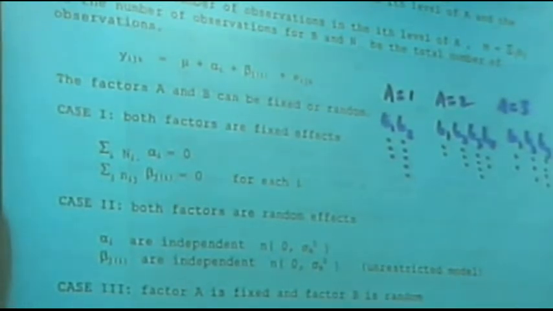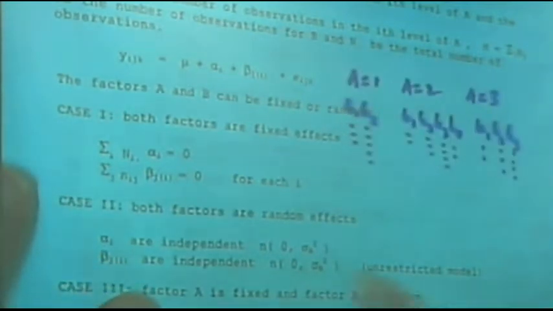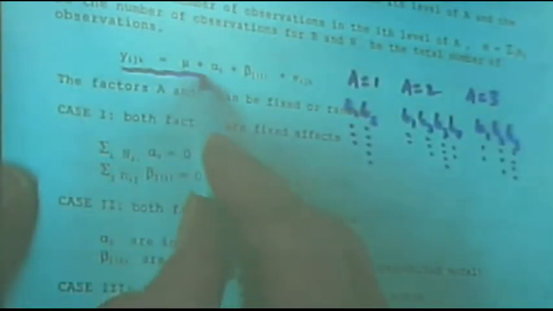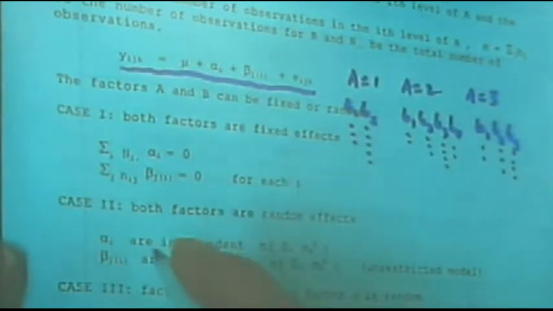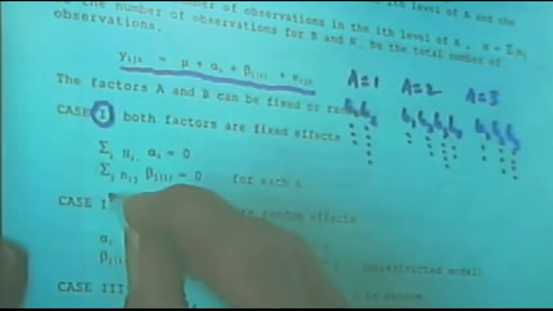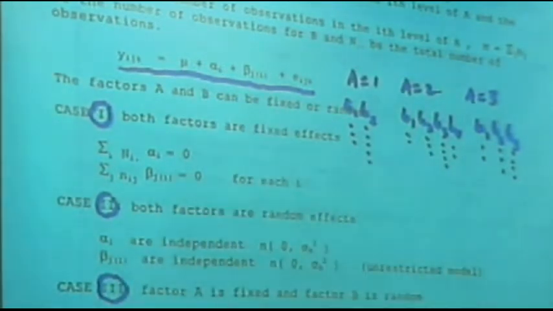So if we have these unbalanced kind of data sets, what's the model? Well, the model equation is exactly the same model equation we had before. Nothing needs to change there. But then we have the three cases: both factors fixed, both factors random, and the mixed case, one factor fixed, the other random. So those are the standard assumptions in those three models.